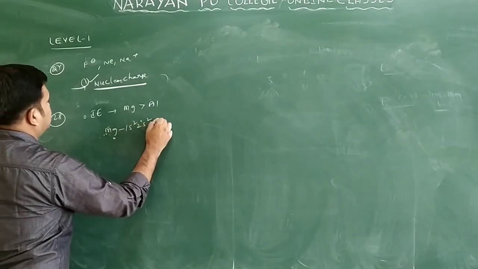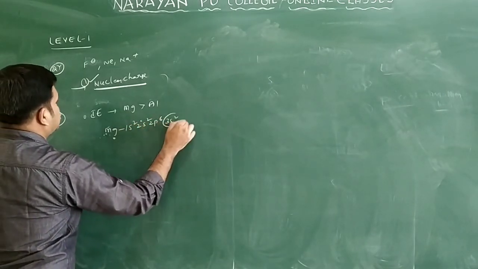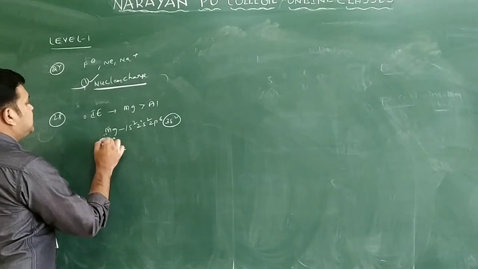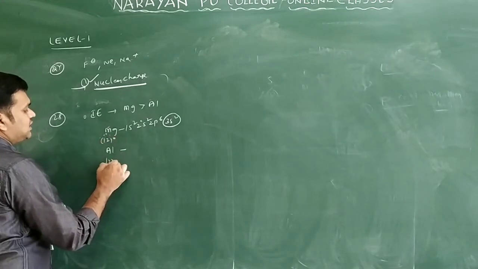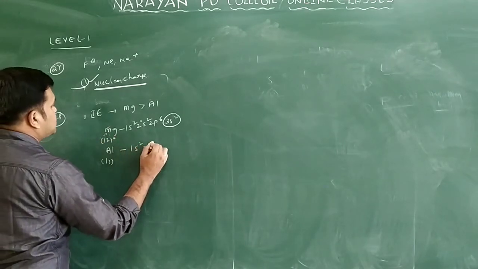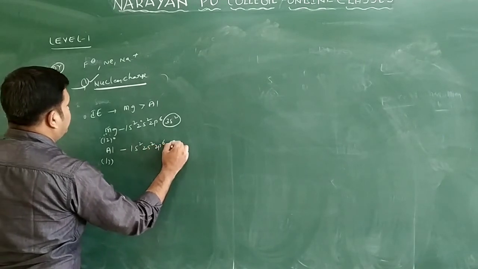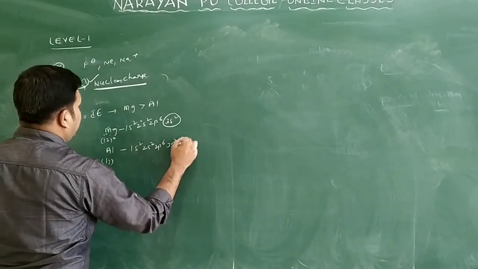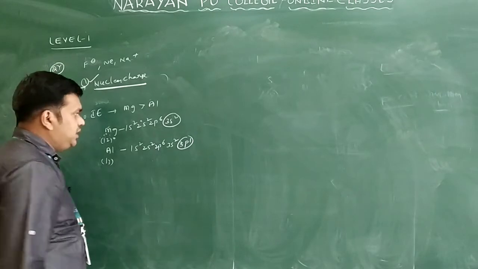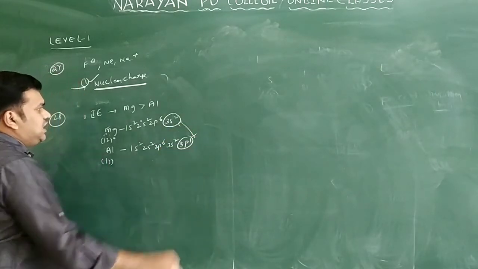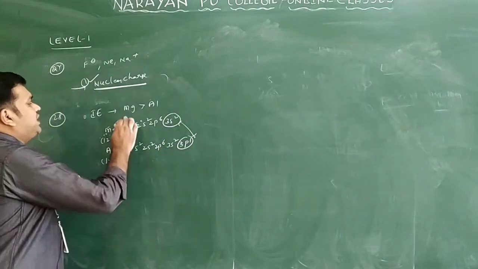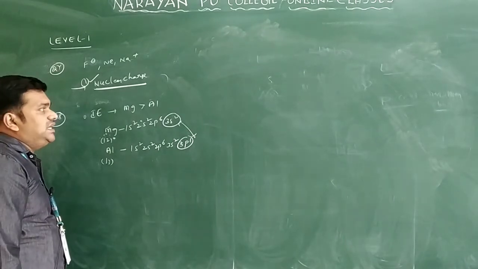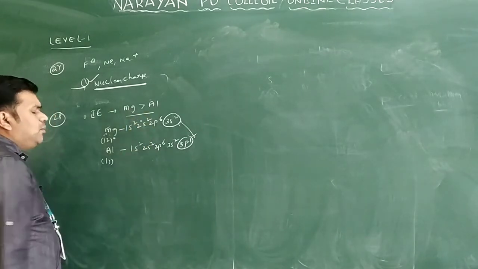1s2, 2s2, 2p6 and 3s2 only. And aluminum, atomic number 13: 1s2, 2s2, 2p6, 3s2 and 3p1 only. So generally we will say the completely filled electronic configuration of magnesium gives it a higher ionization energy than aluminum, but aluminum is less.